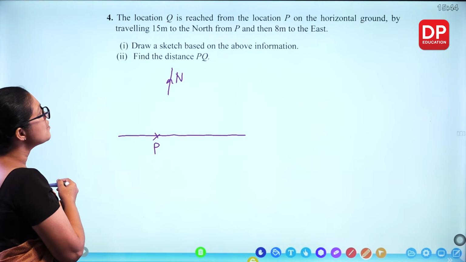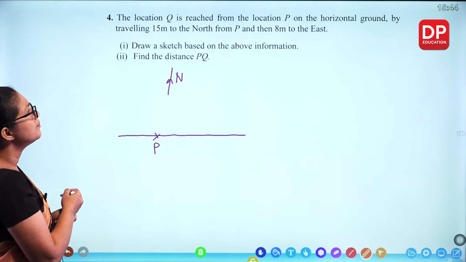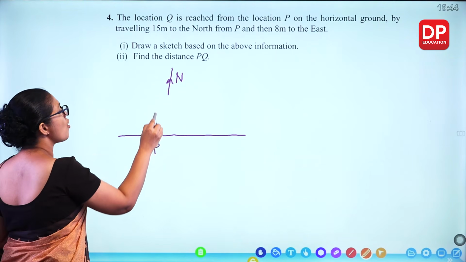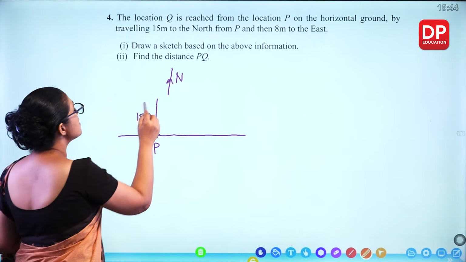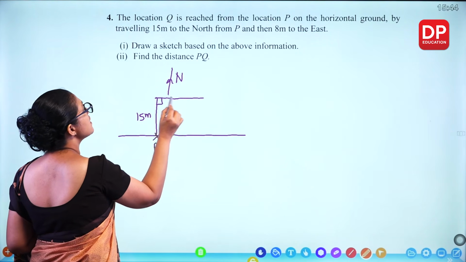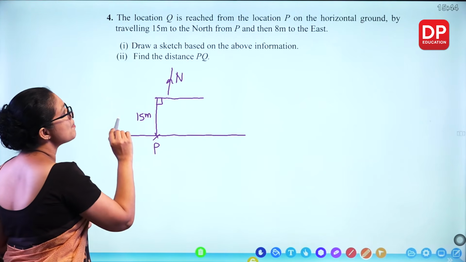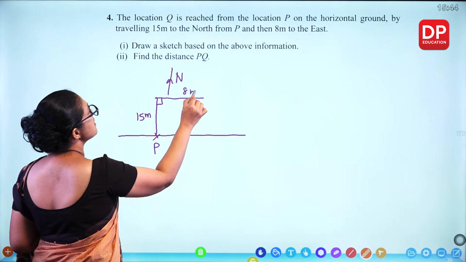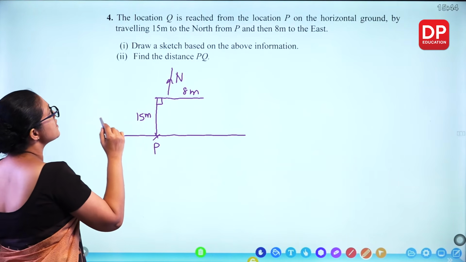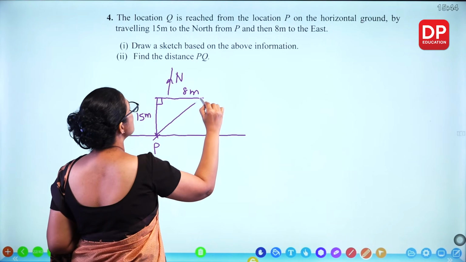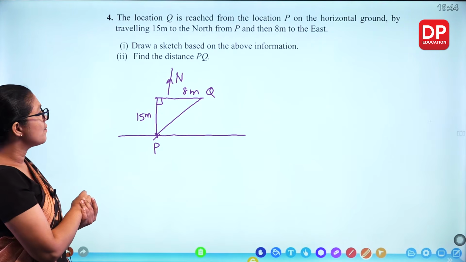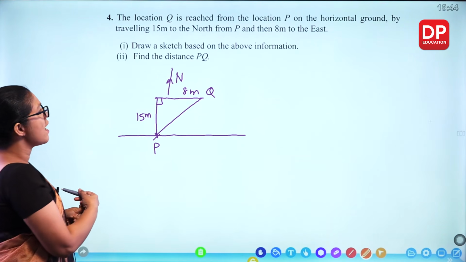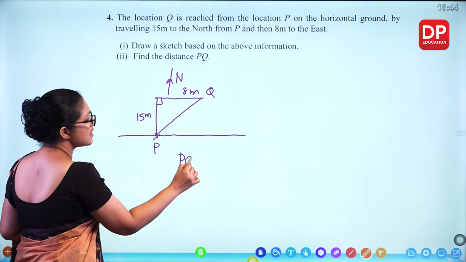The location Q is reached from the location P on the horizontal ground by traveling 15 meters north and 8 meters east. We know that north and east, that's perpendicular. Draw the sketch based on the above information. So this is Q. Find the distance PQ. So this is a right angle triangle, so we can use Pythagoras theorem.